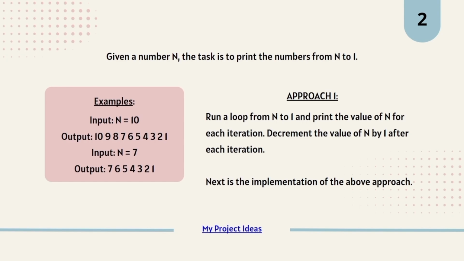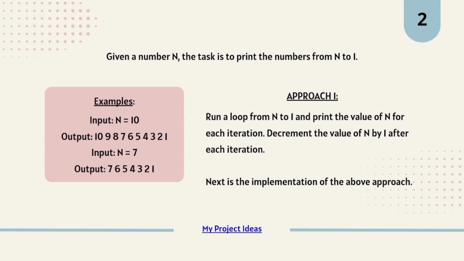We already know how to print them using an iterative method. But now we're going to learn how to print it recursively. So let's have a look at the example. In the input section, you can see the value of the parameter n is given as 10. So your output will be 10, 9, 8, 7, 6, 5, 4, 3, 2, 1. In the second example, n is 7, and the output is 7, 6, 5, 4, 3, 2, 1.